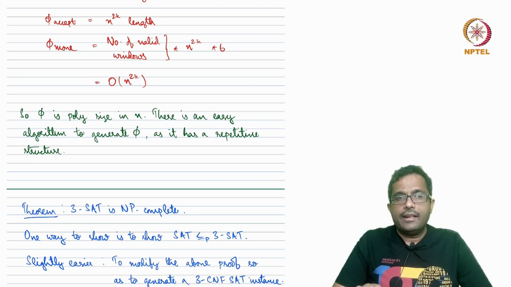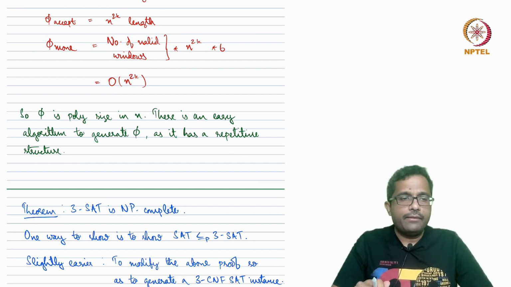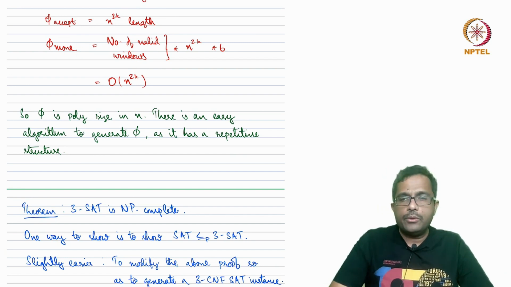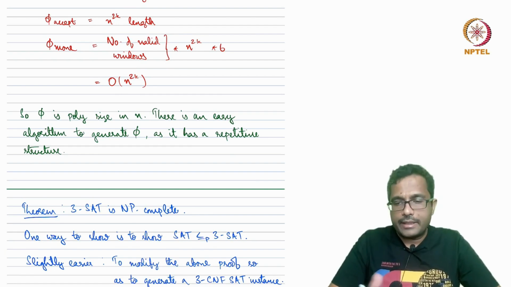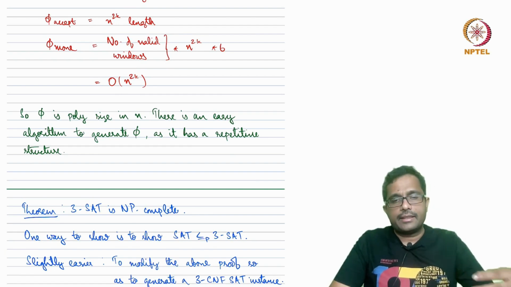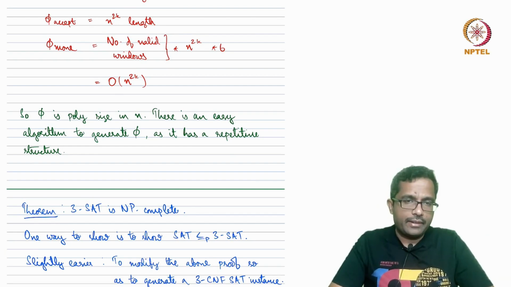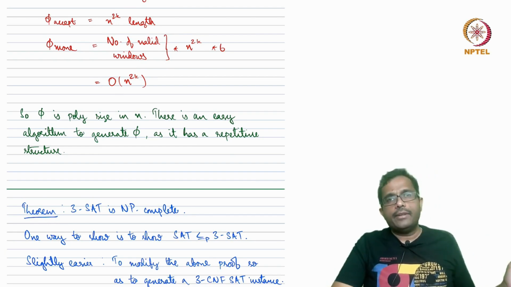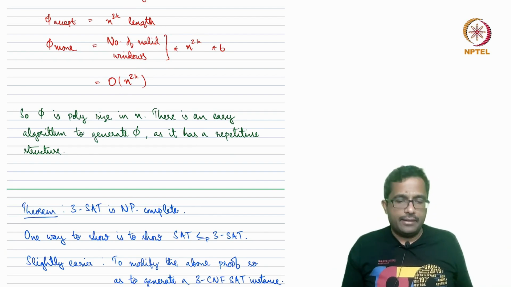For instance, if we want to show that the language CLIQUE is NP complete, we just need to show a reduction from SAT to CLIQUE, and we need to show that CLIQUE is in NP. If we want to show that SUBSET-SUM is NP complete, we need to show a reduction from SAT to SUBSET-SUM and show that SUBSET-SUM is in NP, right? So we don't need to do everything from scratch, where we take an arbitrary language in NP like we took here.